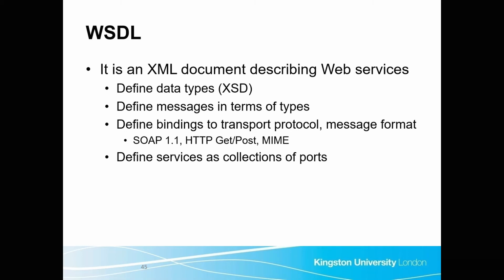WSDL is an XML document describing web services. They define data types, they define messages in terms of those data types, they define bindings to transport protocol and message format, and they define services as collections of ports. So a port is in this case a function that you can remotely call. So WSDL describes all the services provided by a server.